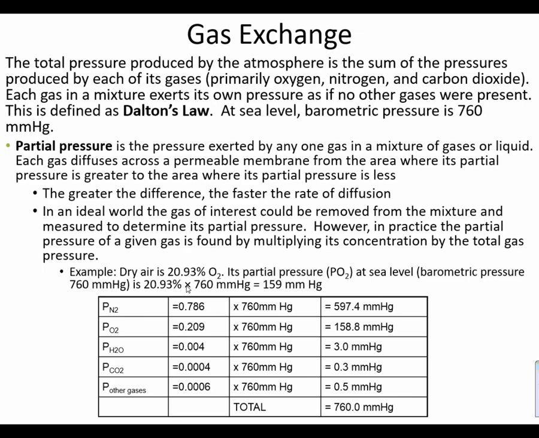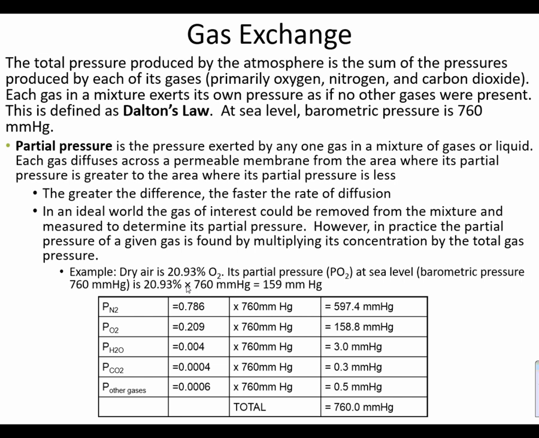All right. On Monday, we talked about Boyle's law. Today, we're going to talk about 2 more laws. The second law of this lecture, our first of the day, is Dalton's law, which relates to gas exchange. So let me read through here. Total pressure produced by the atmosphere, what we call barometric pressure, is the sum of the pressures produced by each of its gases. Okay. Because what surrounds us in the atmosphere is not just oxygen, it's not just carbon dioxide, it's a collection of several gases.